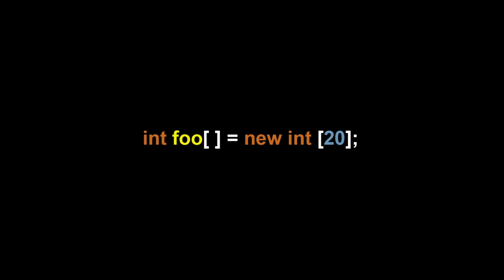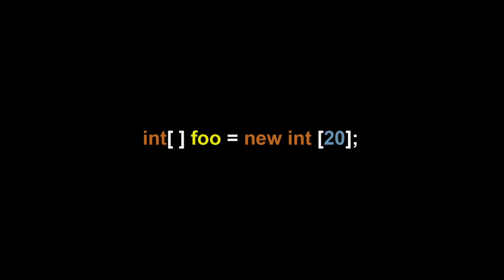Also know that this declaration can also be written like this, with the only difference being that the brackets are moved from after foo to after int. These are all valid ways to declare an array of integers, and as mentioned before, how you decide to declare an array is up to you, just be consistent.